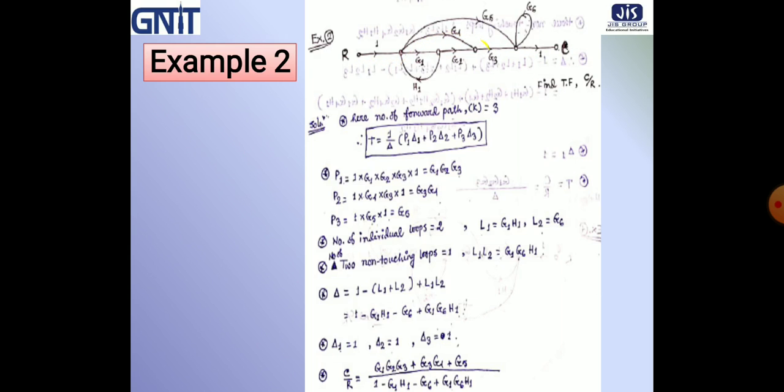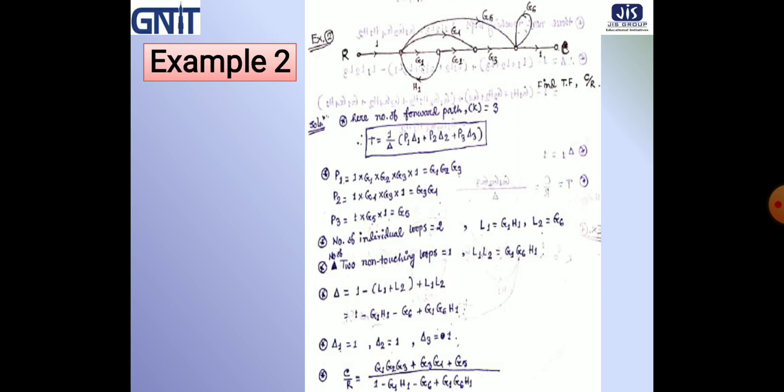If this is our path 2, then the transmittance of path 2 is 1, G4, G3 and 1. So G3 into G4 will be our P2, the transmittance of path 2. And if this is our path 3, then 1 into G5 into 1. That is our P3. So G5 is equal to P3.